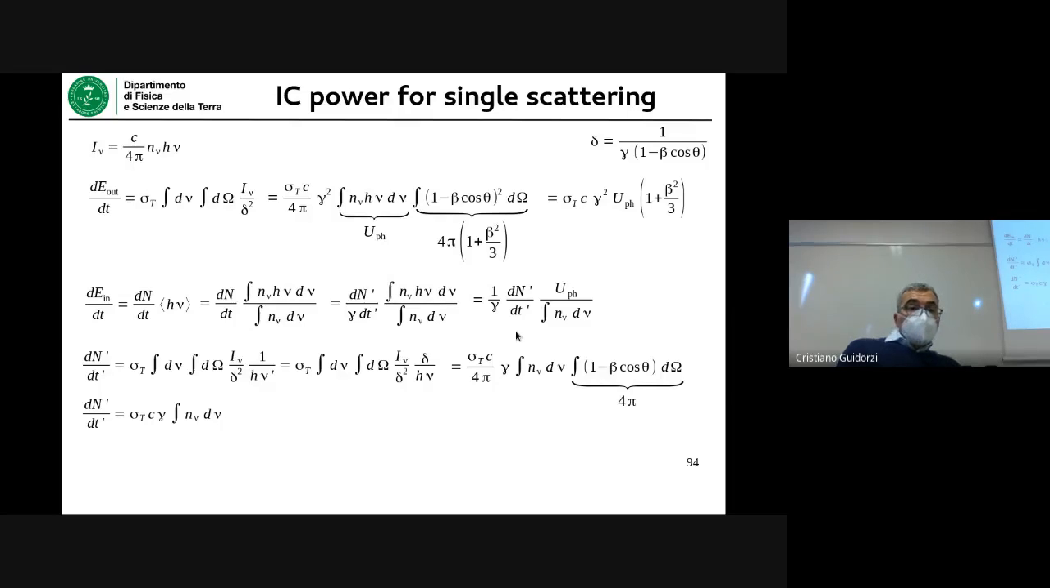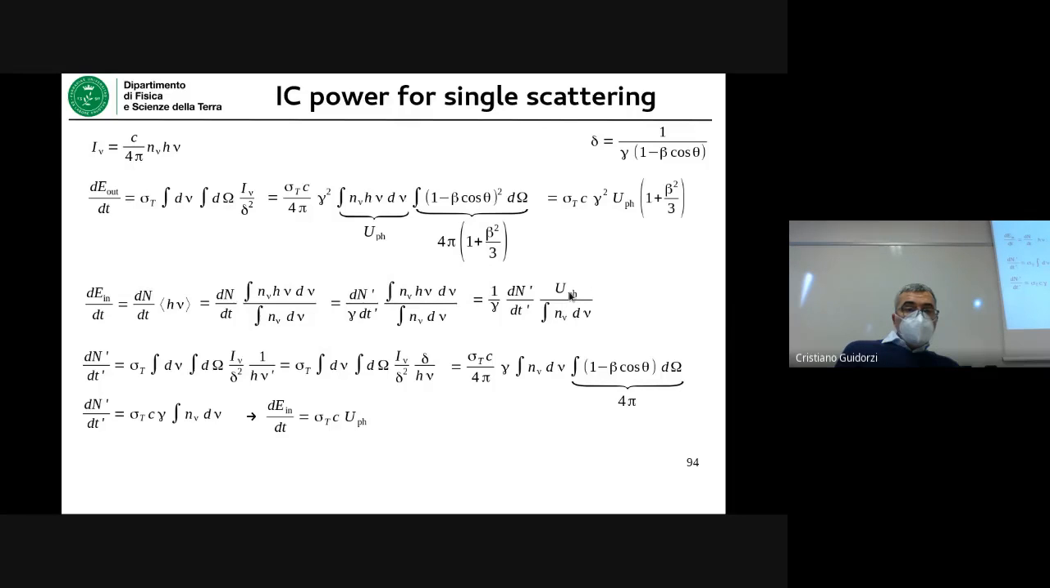Now, let's replace dn prime, dt prime into this, which is what we care about. Remind you, we are in the calculation of den, and that's where this factor came in. So den over dt is, I should have 1 over gamma, but here I have gamma, so no more gamma factors. And then I have sigma T c. Here I have u photons.